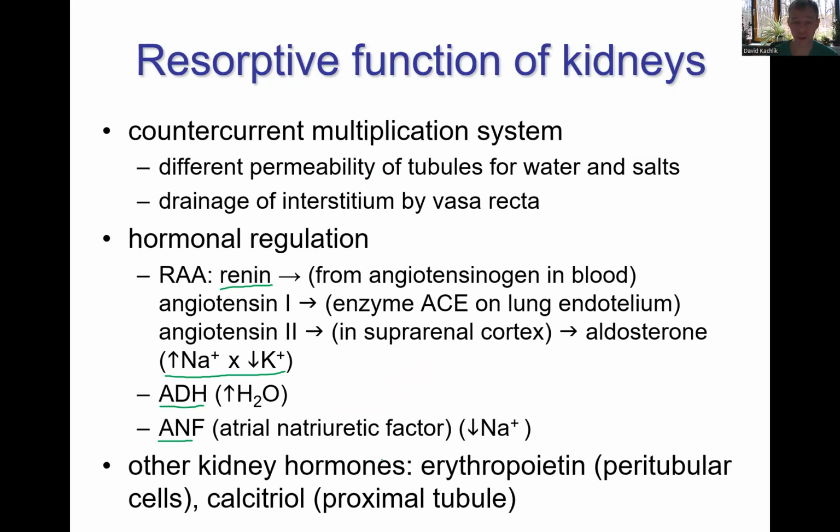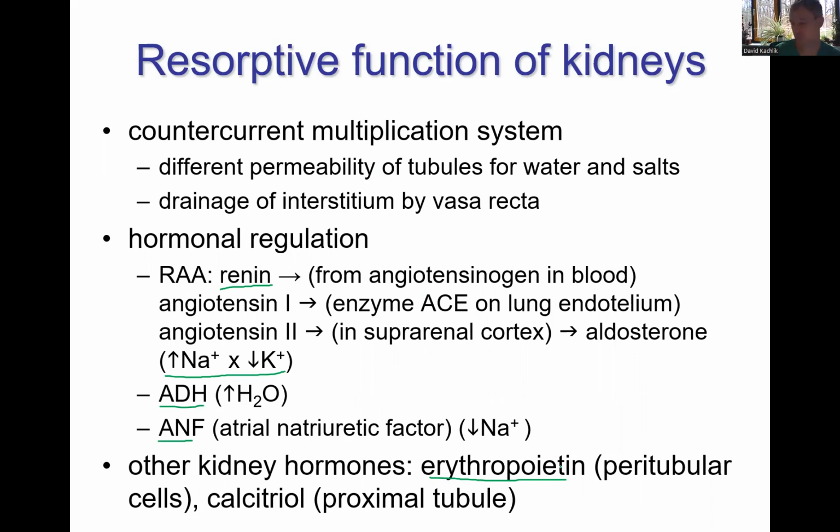But the kidney has other hormone functions. It also produces erythropoietin in peritubular cells. So based on a lower amount of oxygen in the blood in the peritubular capillary plexus, these cells start to produce erythropoietin, which is a growing factor for stem cells in bone marrow.